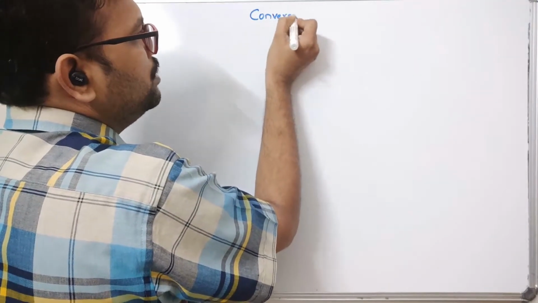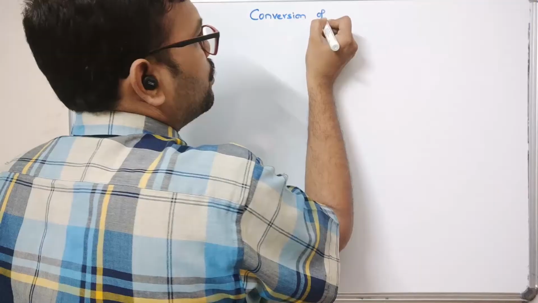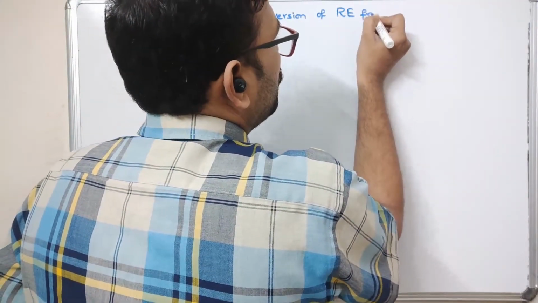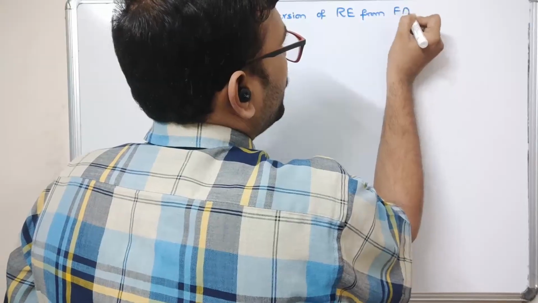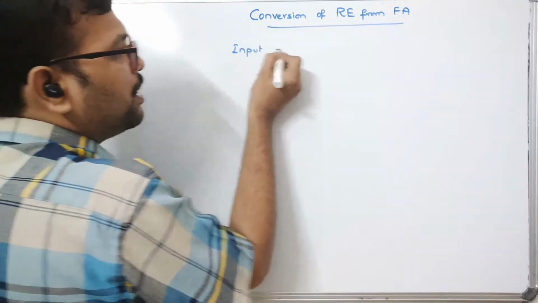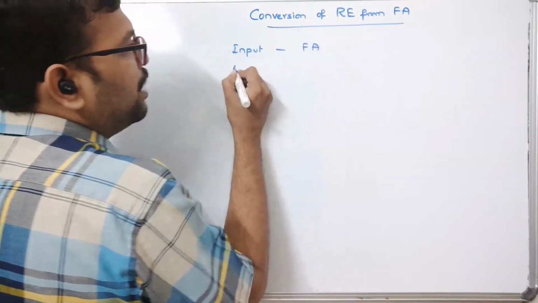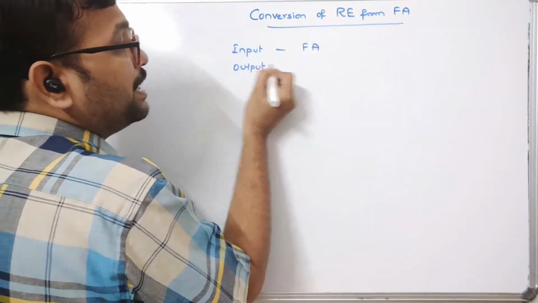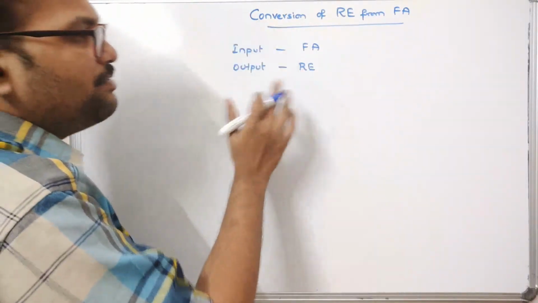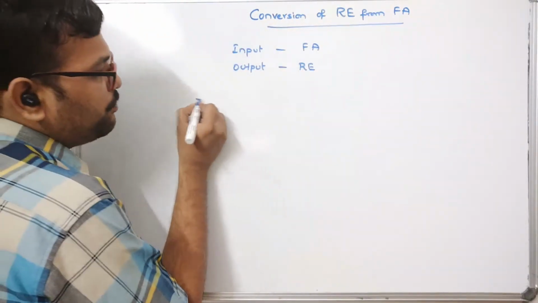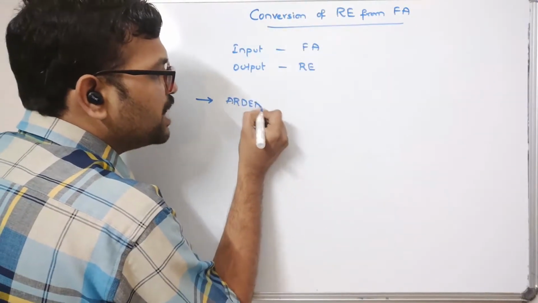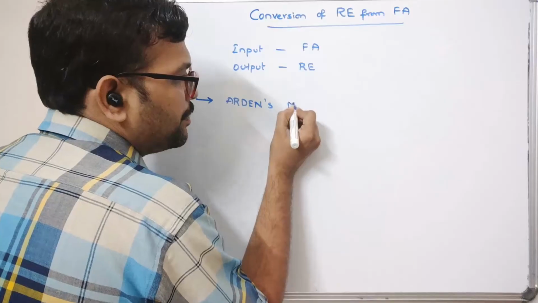So conversion of regular expression from the finite automata. Here the input will be the finite automata and the output will be the regular expression. And this conversion can be done in two ways. The first one is by using Arden's method, where we'll use Arden's theorem.